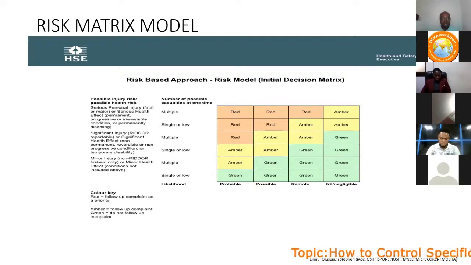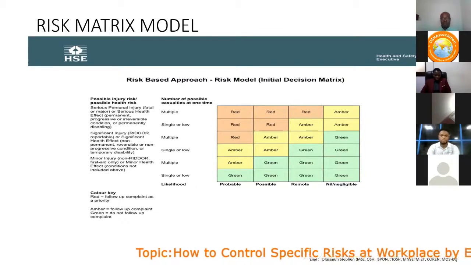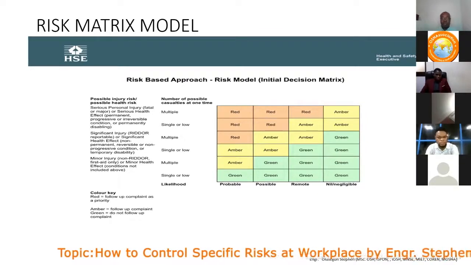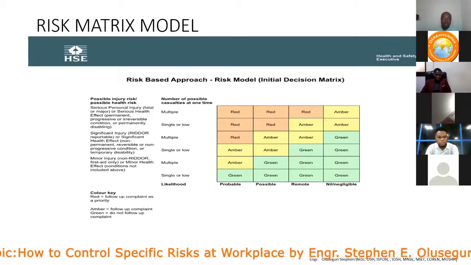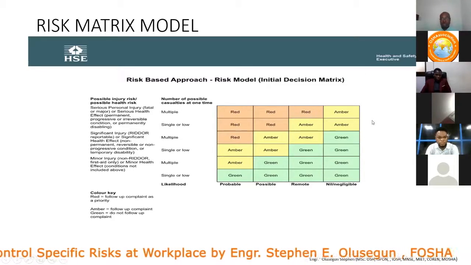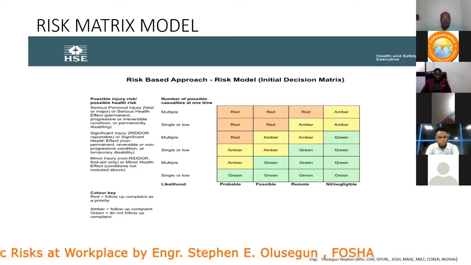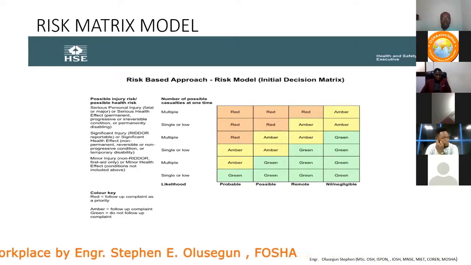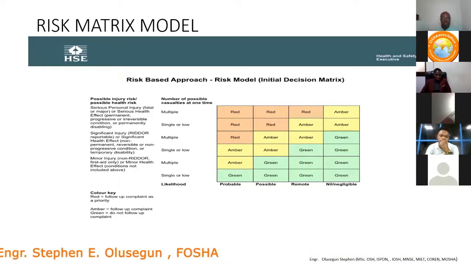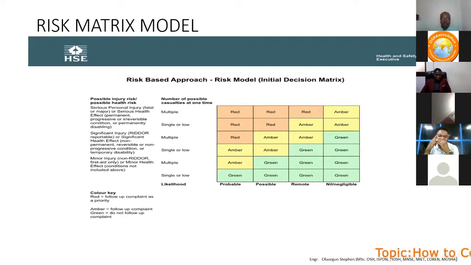And all these things will have to be coded into the risk matrix, or whatever you are using to do your risk analysis, before you can come out to say the risk is serious, is significant, or minor. And then so many risk ratings could be in color, could be in number, and will be put together. And so you can see that color.